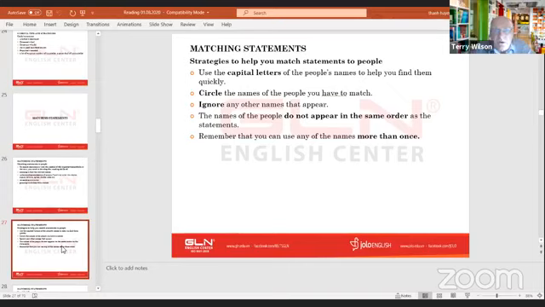So for matching statements, let's look at the strategies to help you match them. Use the capital letters of the people's names to help you find them quickly. Circle the names of people you have to match. Ignore any other names that appear. The names of people do not appear in the same order as the statements. And remember that you can use any of the names more than once.